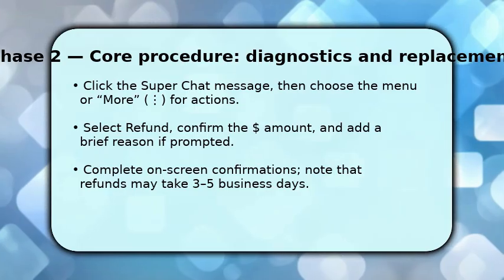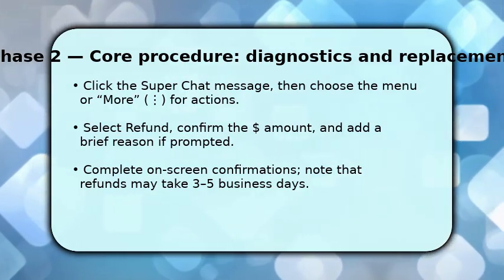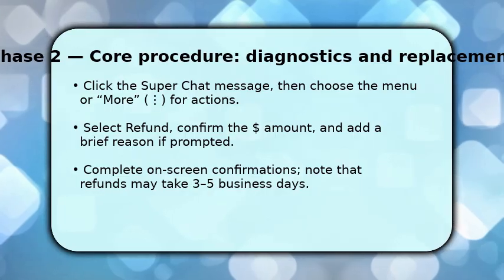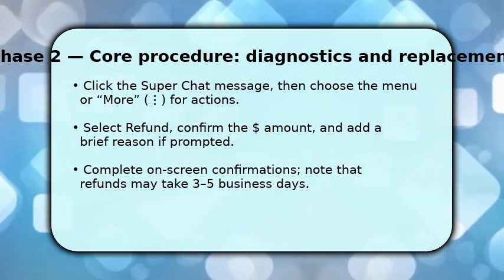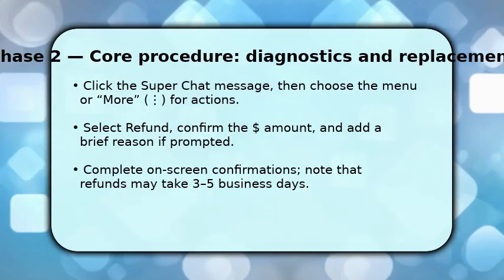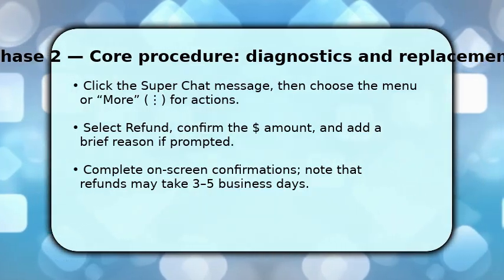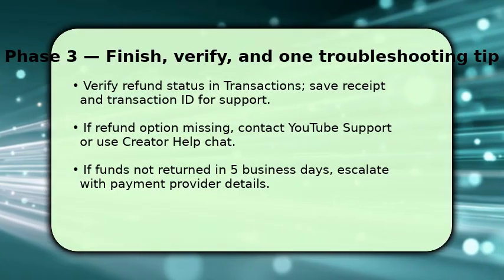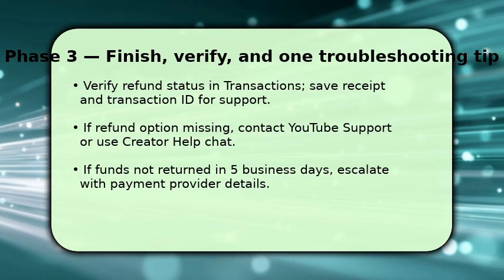After you confirm, YouTube or Google processes the refund. Make sure to tell the requester what you did. Expect the refund to appear in the donor's original payment method in about 3-5 business days, and record the transaction ID for your records. After confirming the refund, check transactions to verify status and save the receipt or transaction ID.